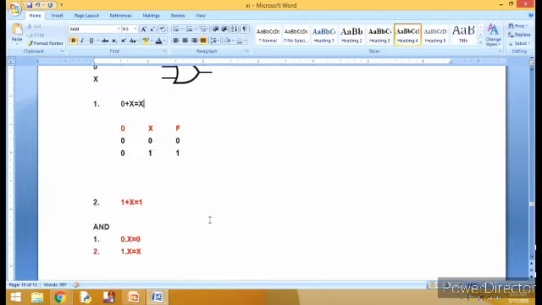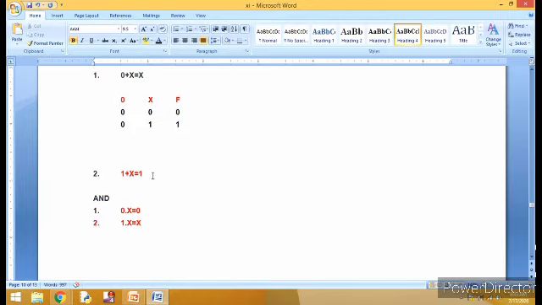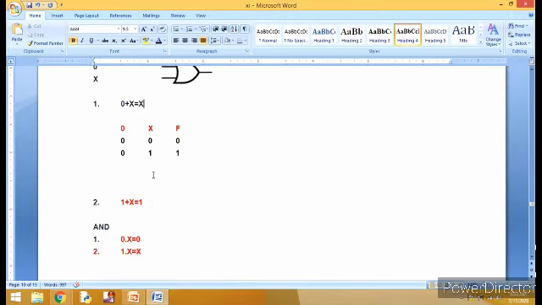So the same you can apply the truth table for this. Is there any question? Is there any question with that? Please tell me. Is there any question?